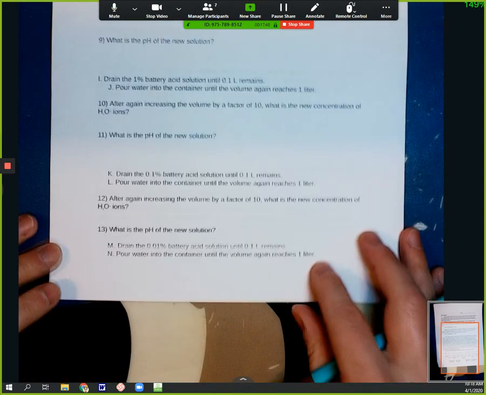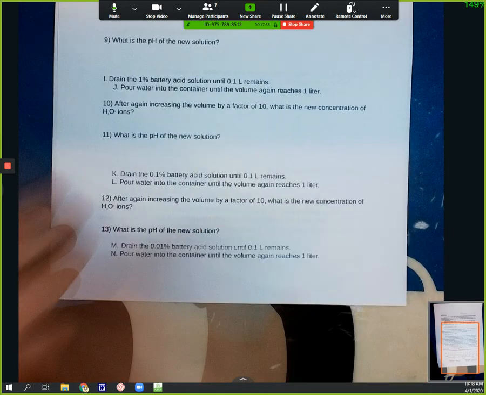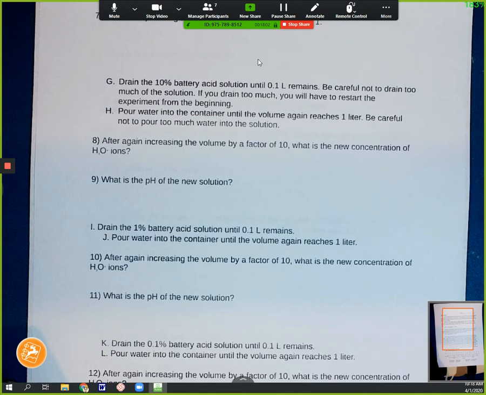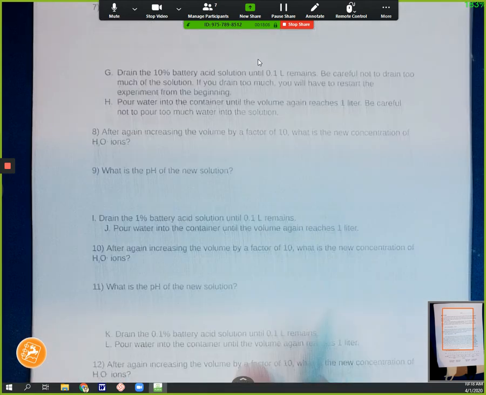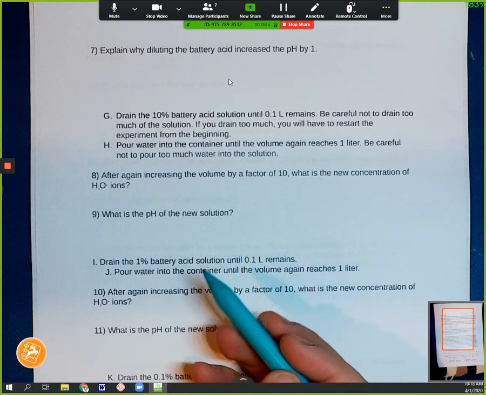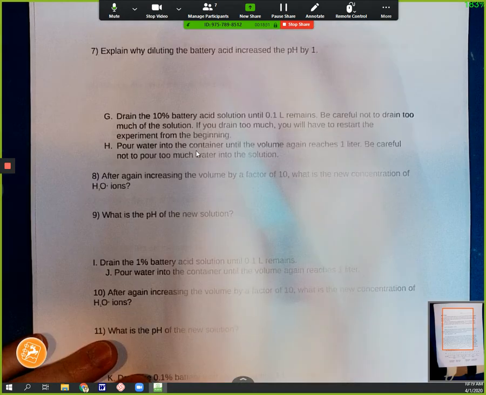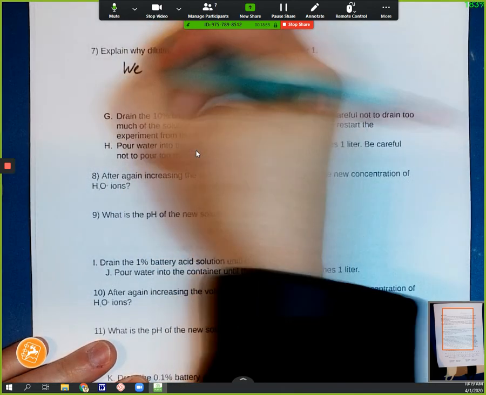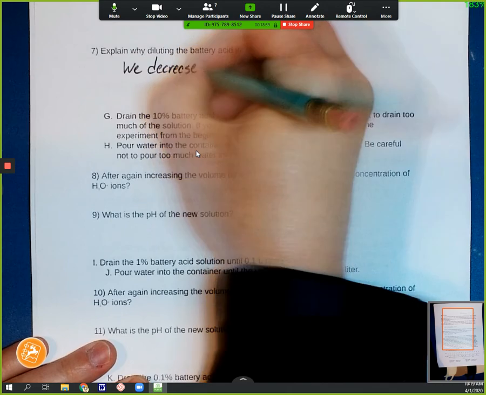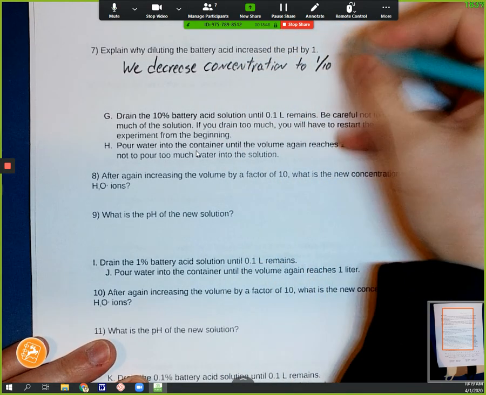Okay, explain why diluting the battery acid increased the pH by 1. Let me actually get that where you can see it. Why diluting the battery acid increased the pH by 1? It's kind of what I was just saying right there. When we increased that volume of liquid without changing how much H3O is in there, we decreased the concentration to about 1/10 of what it was before. So however you want to explain that, I'm just going to put we decrease the concentration to 1/10 of what it was.